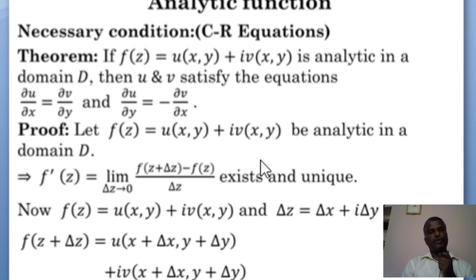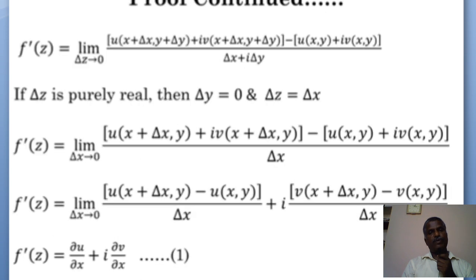Now we have to substitute f of z plus delta z, f of z and delta z in terms of x and y, also using u and v. Here we know that f of z is equal to u of x comma y plus i into v of x comma y, and since z is x plus iy, delta z is delta x plus i delta y, and f of z plus delta z is u of x plus delta x comma y plus delta y plus i into v of x plus delta x comma y plus delta y. Next we have to substitute these things.